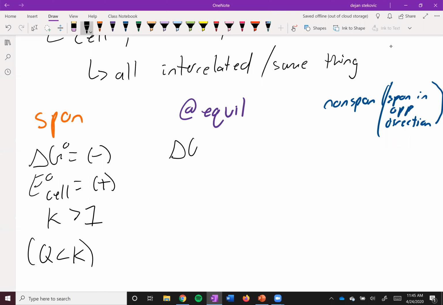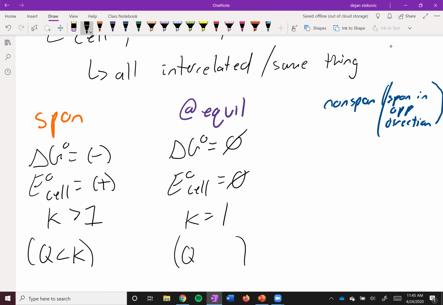At equilibrium, delta G is equal to 0. E cell is also equal to 0. K is equal to 1 at standard states. And if you're not at standard states, you're thinking about Q equaling K, right? Once Q equals K, your reaction stops and you're at equilibrium.